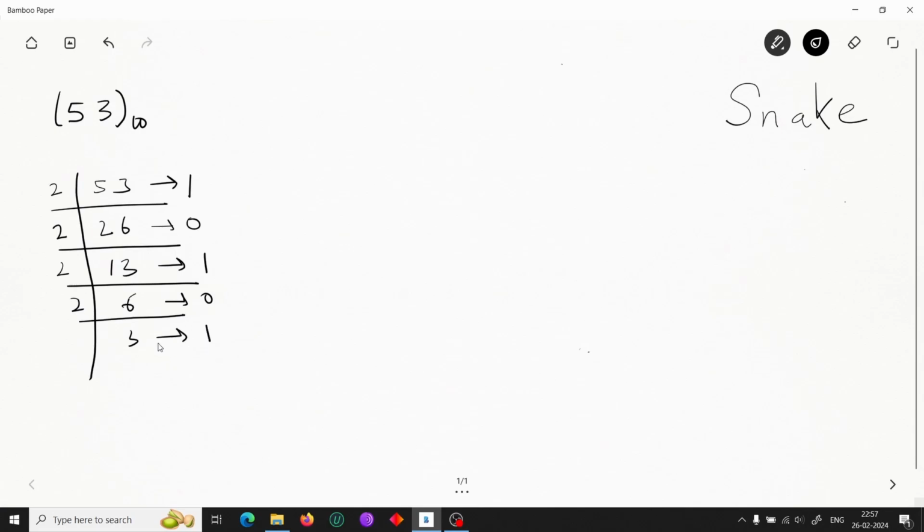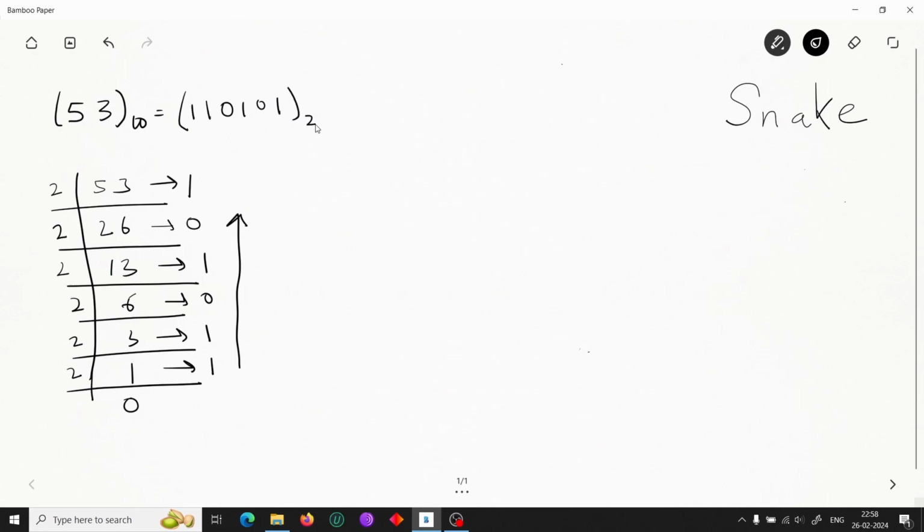3 would leave a remainder of 1 and a quotient of 1 as well. And finally, you do the final step where you divide 1 and you get the quotient of 0 at the end. And to get the binary equivalent of it, you read the remainders in the reverse direction. And it would give out to be 110101. So 53 is this number in its binary equivalent basically.